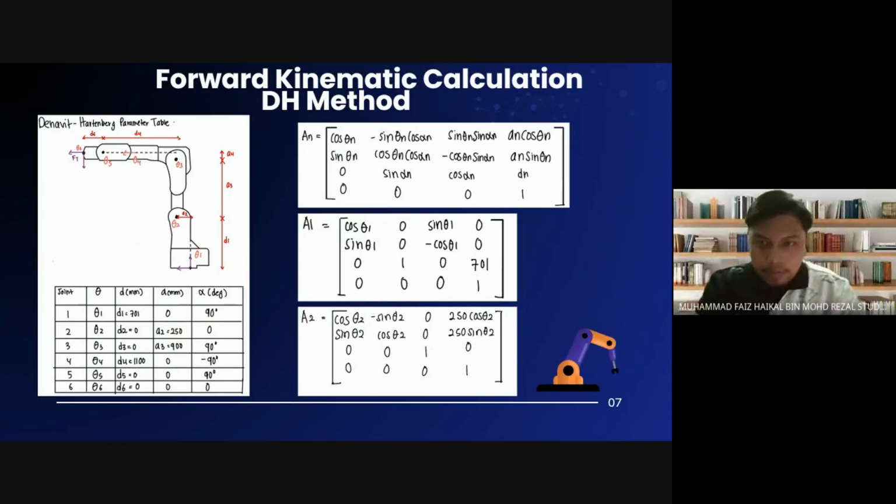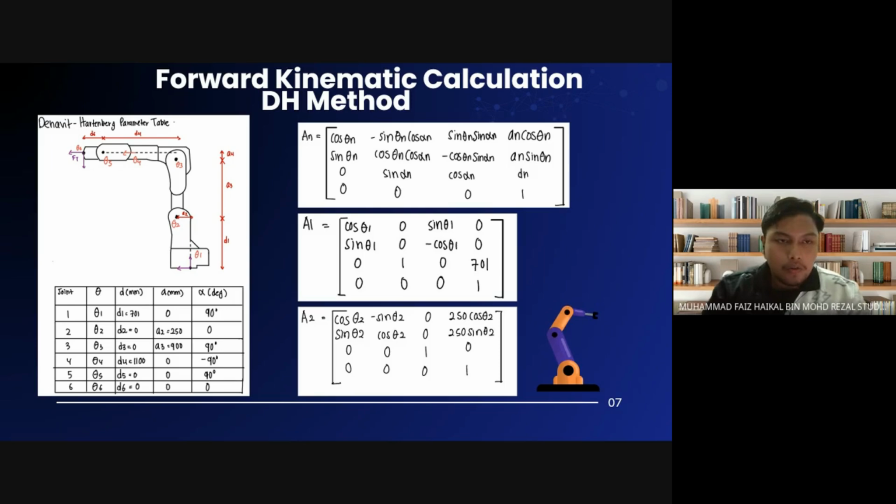Okay, my name is Muhammad Faiz Rezal. So I want to explain the forward kinematic calculation using DH. The Denavit-Hartenberg DH convention is used to describe the kinematics of a robot arm. The DH parameters are a set of four parameters: joint angle theta, link offset d, link length a, and link twist alpha. These parameters simplify the mathematical representation of the arm configuration.